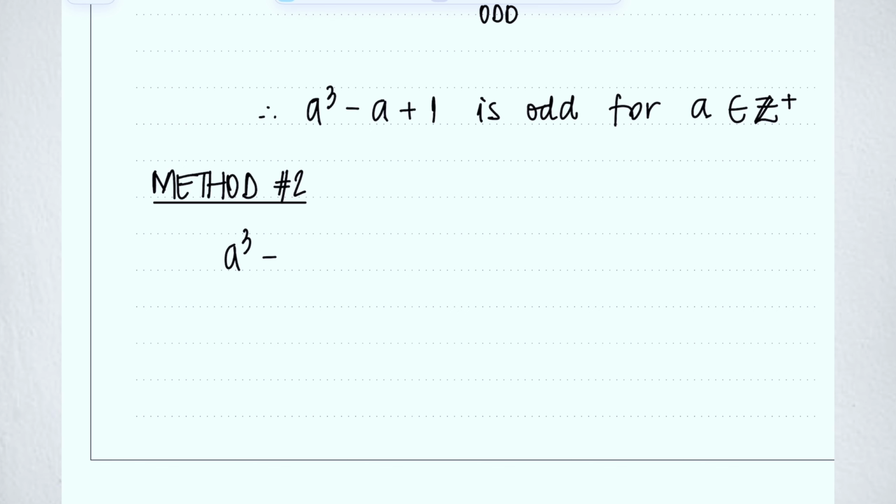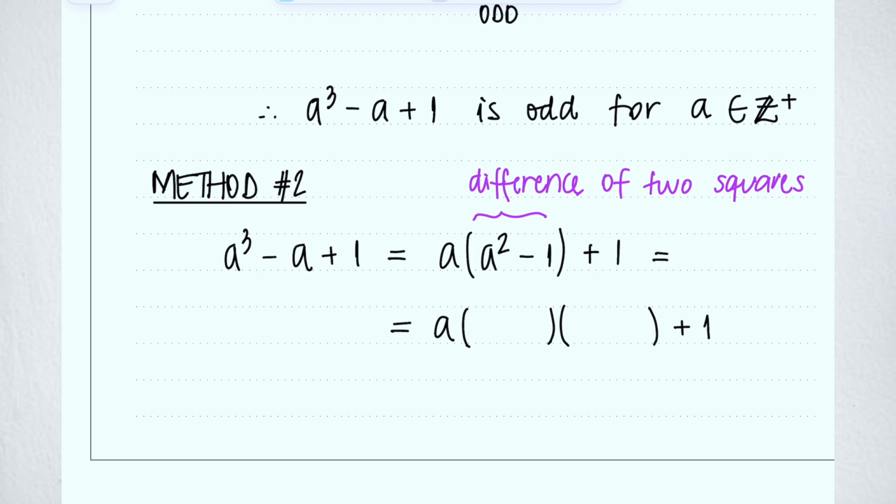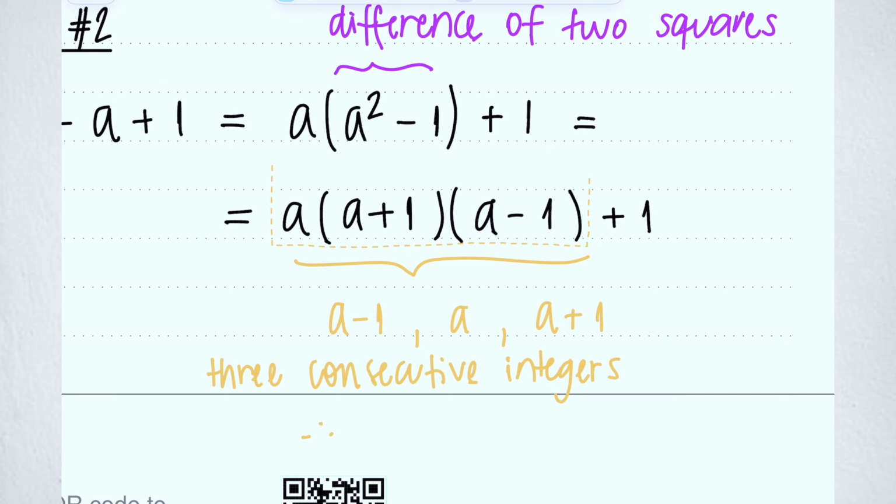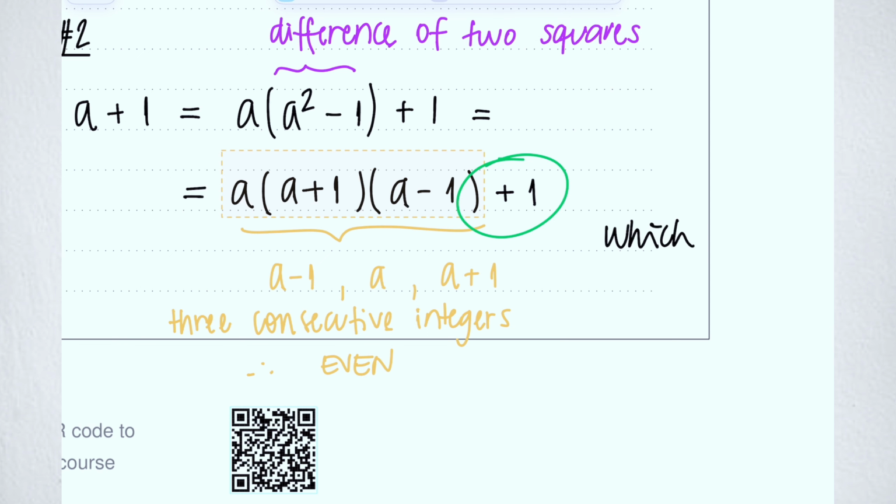Now let's use a second method to prove the same thing, and you get to decide which one you prefer. Starting with A cubed minus A plus 1, we can factor out an A in the first 2 terms, write this difference of 2 squares as A plus 1, A minus 1, and given that these are consecutive integers, either 1 or 2 of them is going to be even, which means that the whole thing, A times A plus 1 times A minus 1, will be even. Therefore, this whole yellow box is even, and even plus 1 is an odd number.